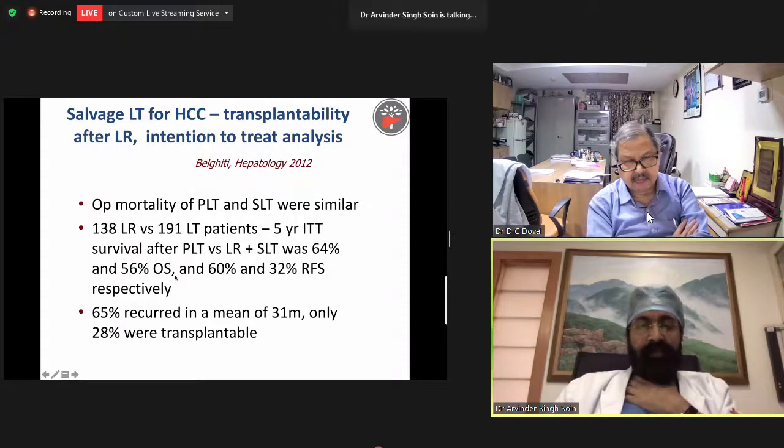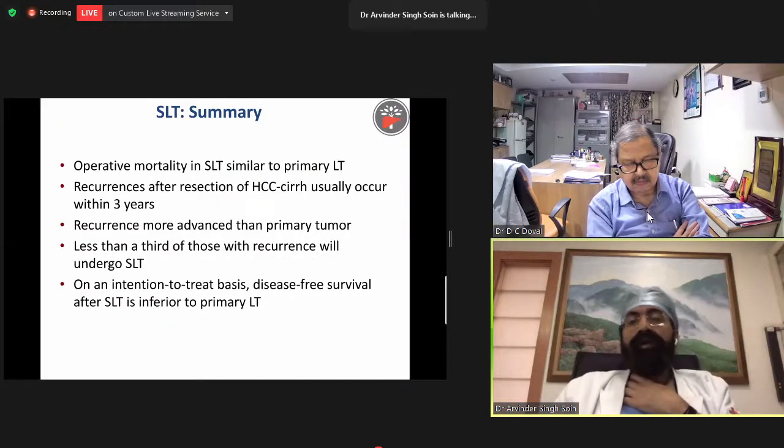And this is another series by Belghiti, where the survival after primary versus resection and salvage was 64 and 56 and 60 and 32 respectively. So the long-term survival was worse with resection followed by salvage transplantation. And 65% of them recurred in a mean of 31 months, and only 28% were transplantable. So all this means that 1/5 to 1/4 of the original cohort who are suitable for transplant but undergo resection will eventually be suitable for salvage if they have recurrence. So resection alone seems to be an inferior policy, especially if you're relying on later salvage transplant.